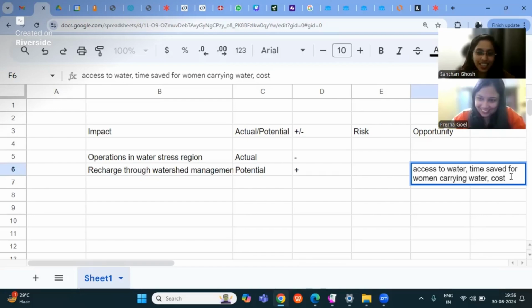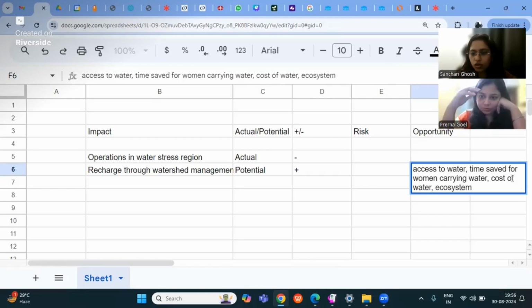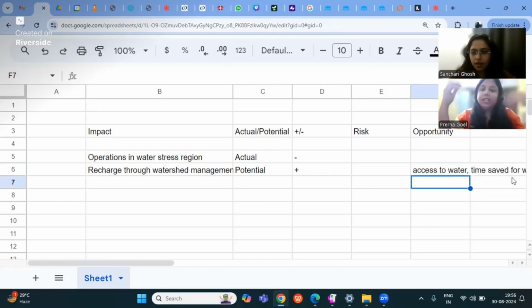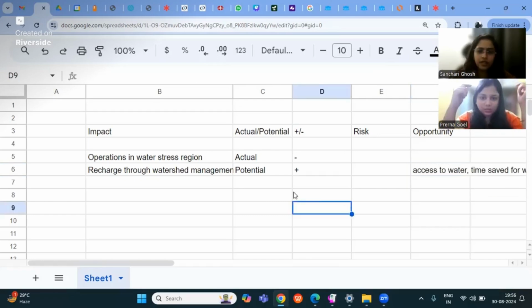Okay, access to water, time saved for women carrying water, cost of water. And all social benefits तो है, like I've mentioned. Environmental benefits भी है. चलो मेरा ecosystem restore हो रहा है थोड़ा सा. Can we take another impact? Okay, tell me.